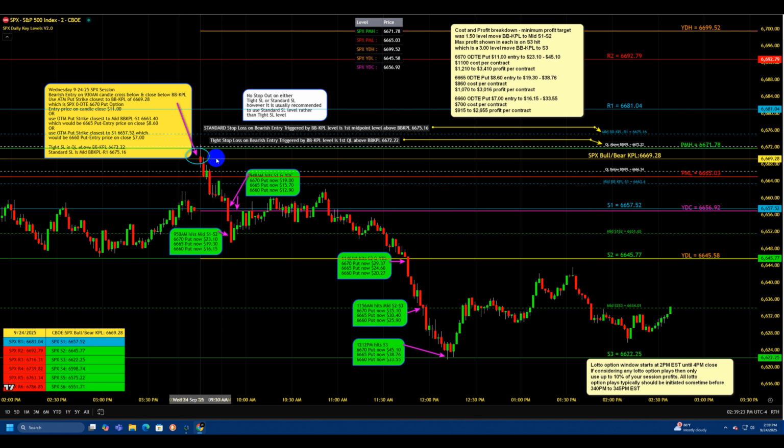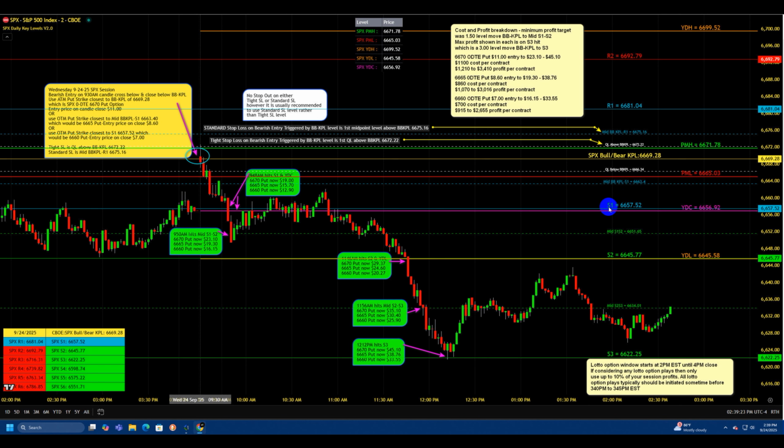You can also consider 2 out-of-the-money put options that are the first 2 levels, the first of those 2 levels being the midpoint level, the second one being the S1 level. So in a bearish entry, either at the money at this level or the put strike that is closest to the midpoint level below it. In this case, that is 66.63.40. So the closest put strike to that would be the 66.65 put.